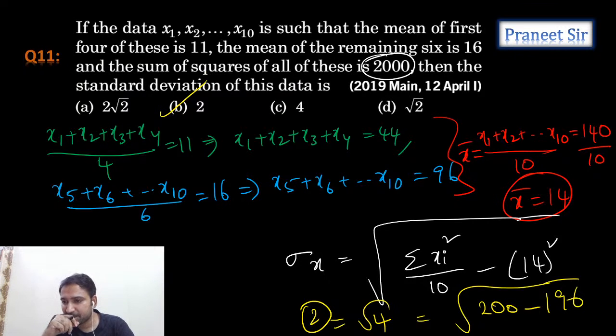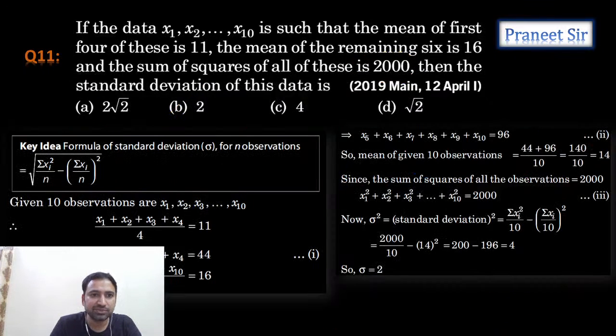Guys, clear? Sigma xi square he has already given. Sigma xi square is 2000 only. So what we have done is we just calculated the mean. Mean is equal to 14. That's what we calculated. Yes, option 2 is correct. Okay. So chalo, let's do one more question.